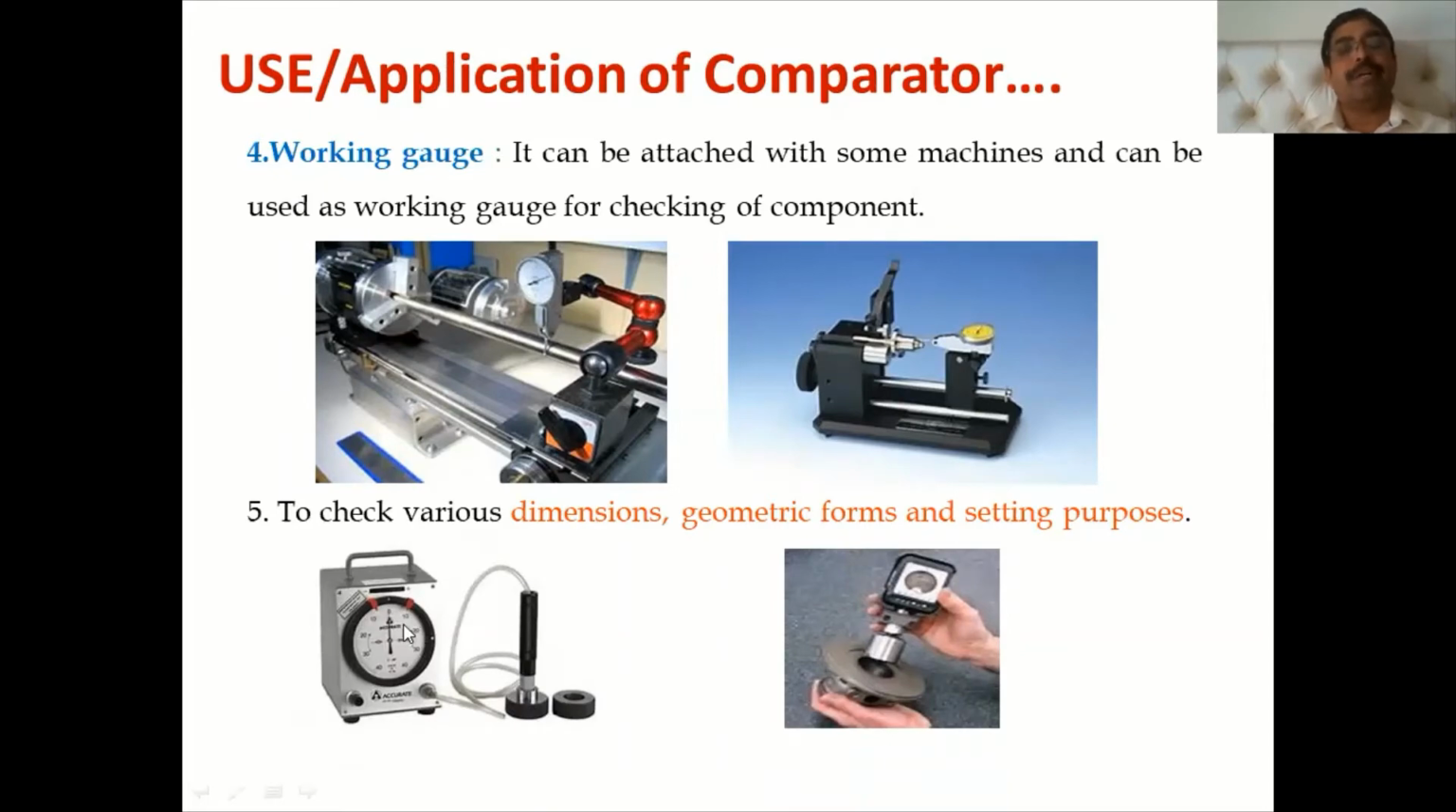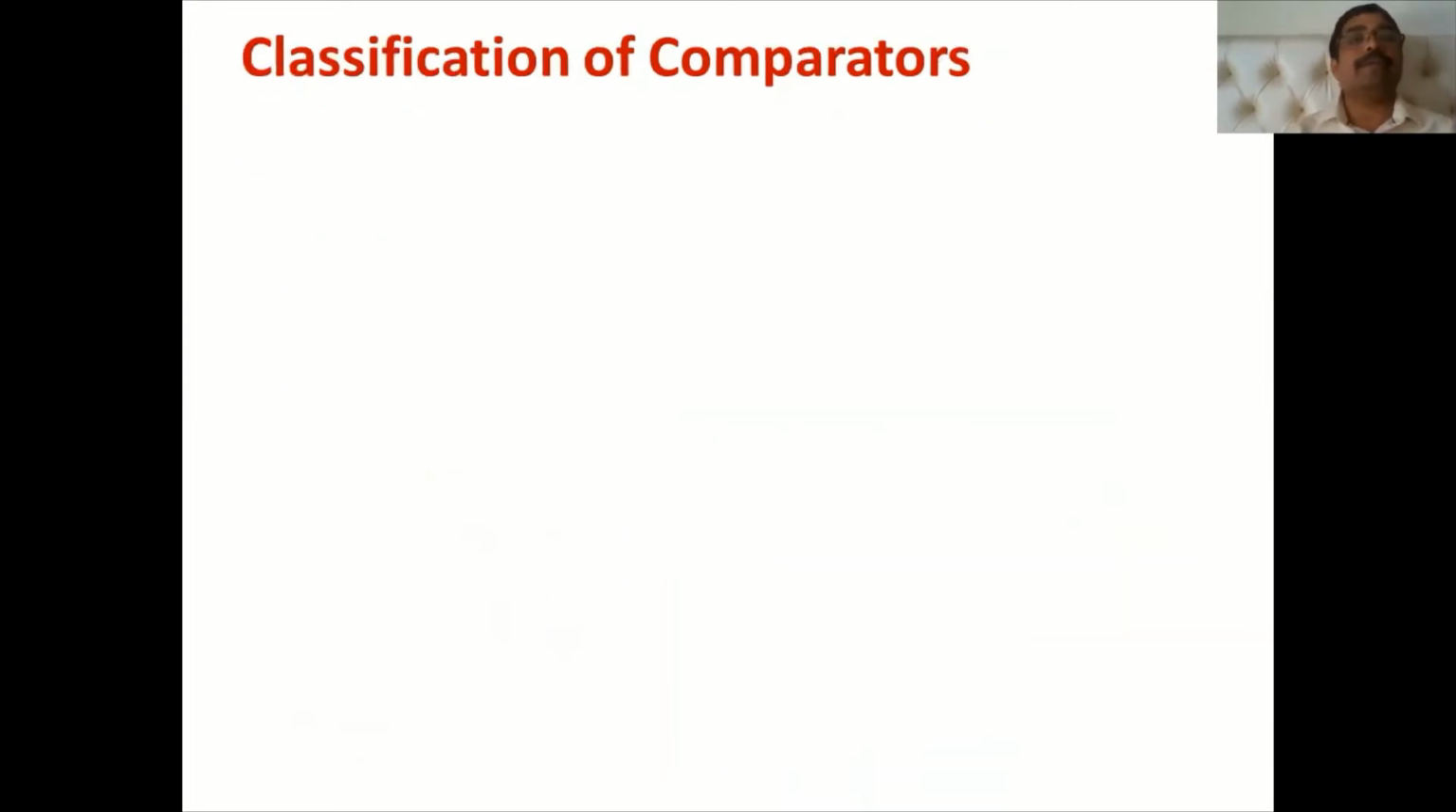This is actually the pneumatic gauge. Here also we are checking the ID by using some gauge which will act as a comparator in this case. Here also the dial gauge is there. So these are the various applications of the comparator.